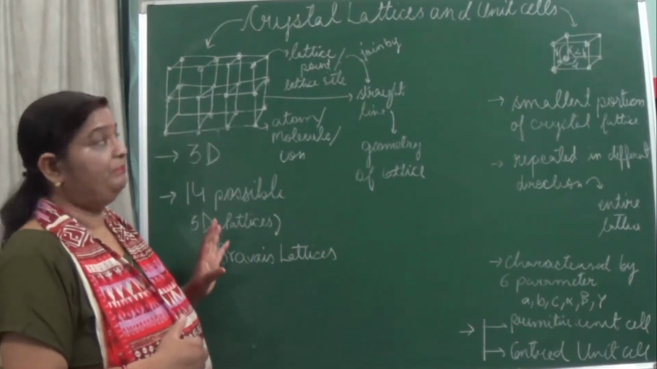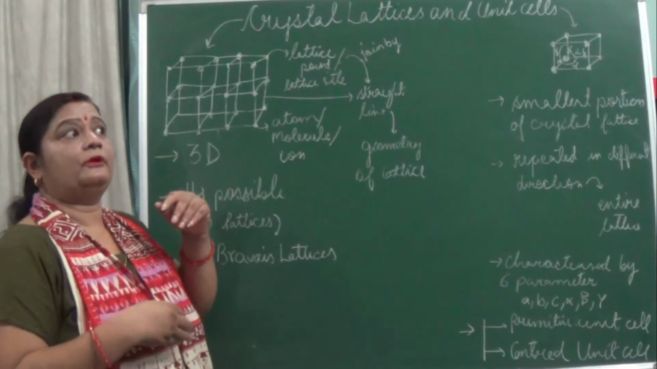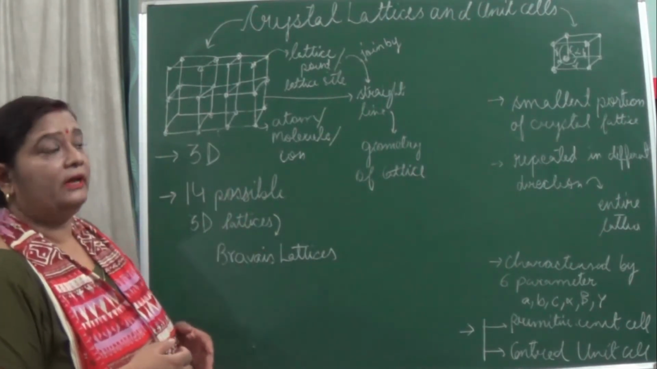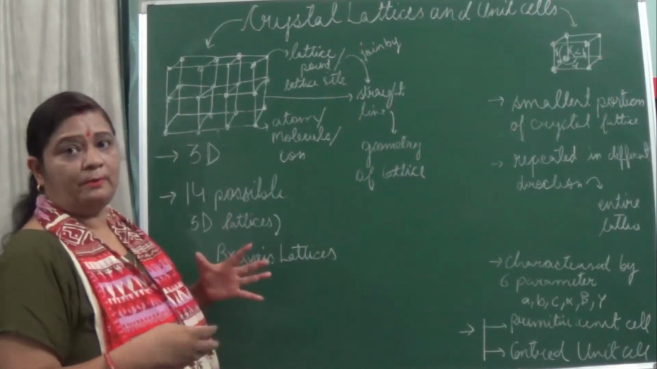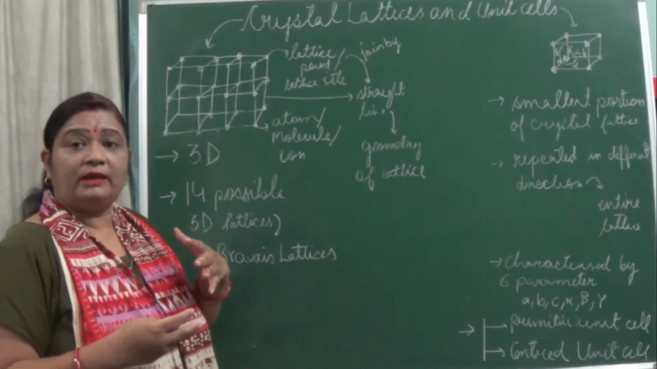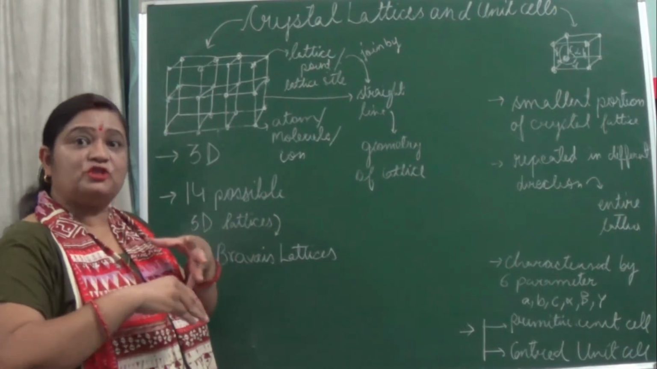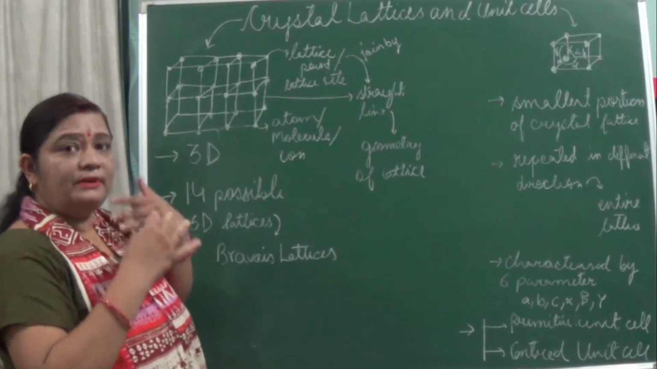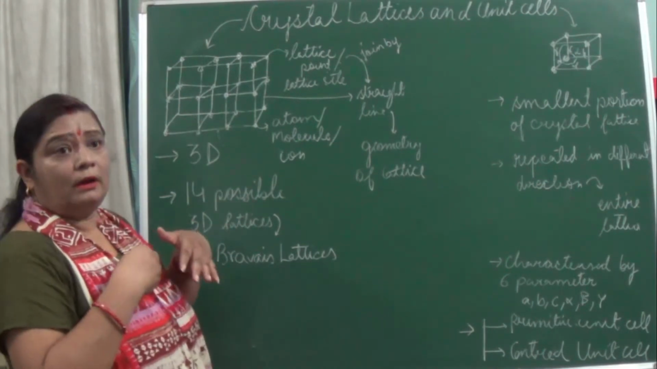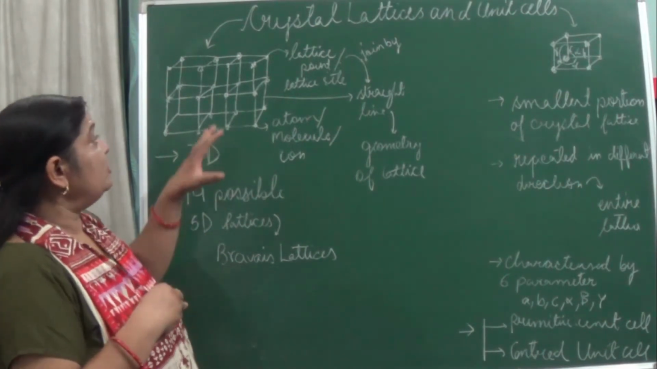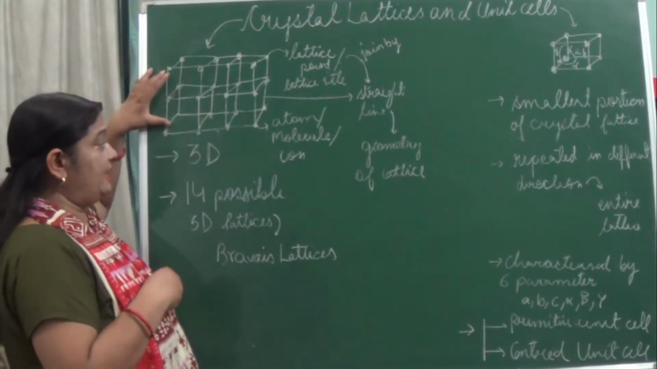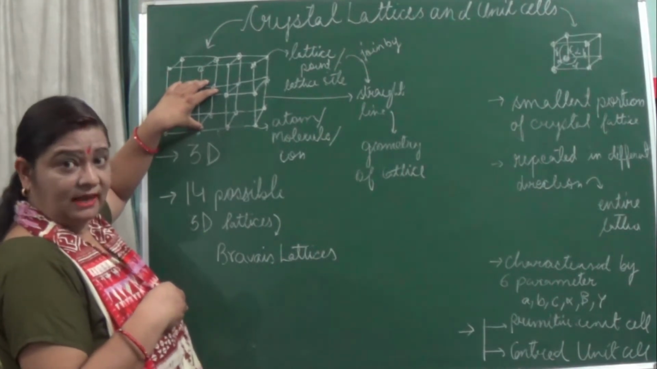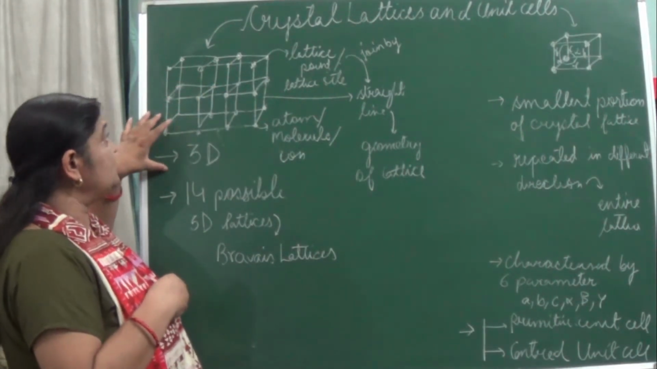Lattice structure. Actually, from the junior classes only, you are studying that solid has got definite shape, definite volume, all these properties which solids are having. We are going to study how the properties are coming and how it is arranged. In this solid state, they have got a three-dimensional structure.